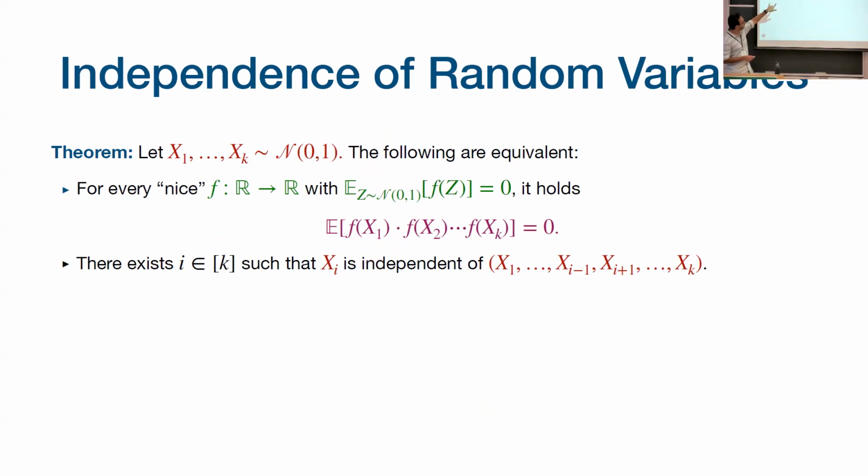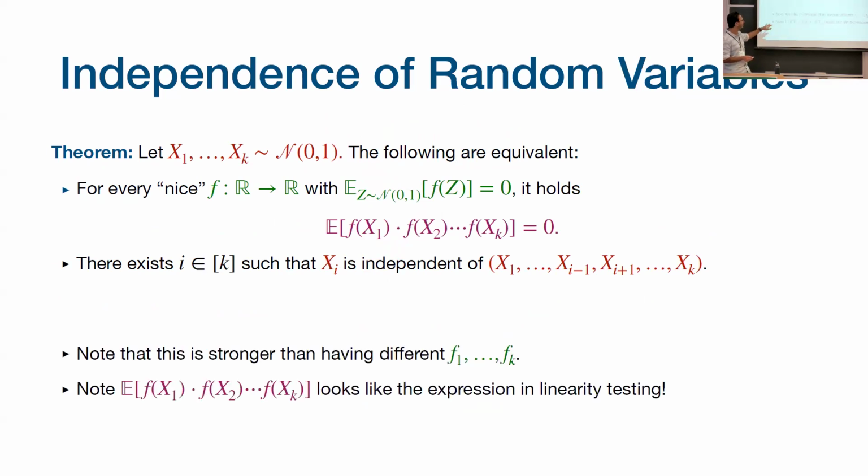And in fact, we don't even need different functions f, g, h, it works if you take essentially the same function. So 2 implies 1 is essentially obvious, and in 1 implies 2, I'm saying it also works if you take the same function f. Yeah. So this looks like exactly the expression in linearity testing, and this is the connection.